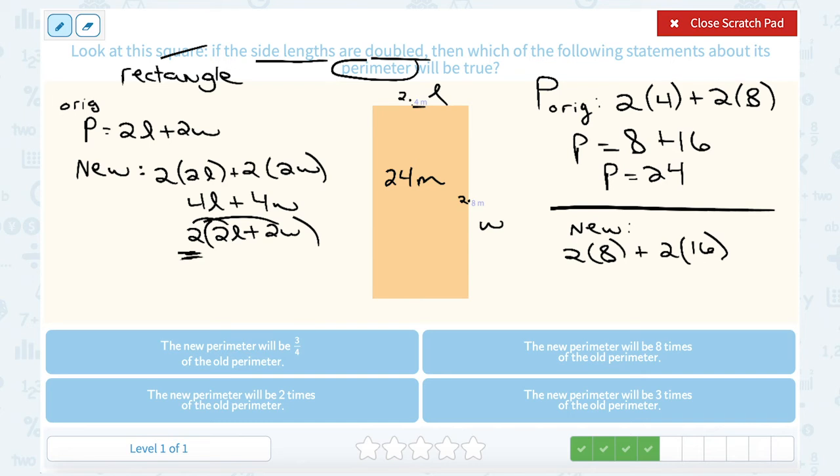So if you work this out, 2 times 8 is 16. 2 times 16 is 32. And then finally, we would add those together, 48. And this makes it a little easier to see, okay, well, 48 is 24 times 2. So I doubled my perimeter. Or the new perimeter will be 2 times the old perimeter.